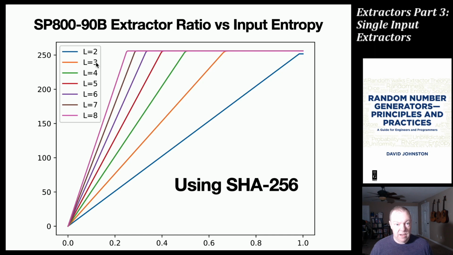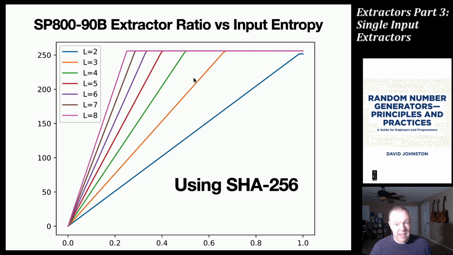But with L equals 3, so 3 blocks of data in, 1 block of data out, we can follow the orange line, and we see that we approach the 256 line here because we're getting 256 bits of data out, and the entropy is 256. And so it gets up to here, it saturates close to 256, and there we go.